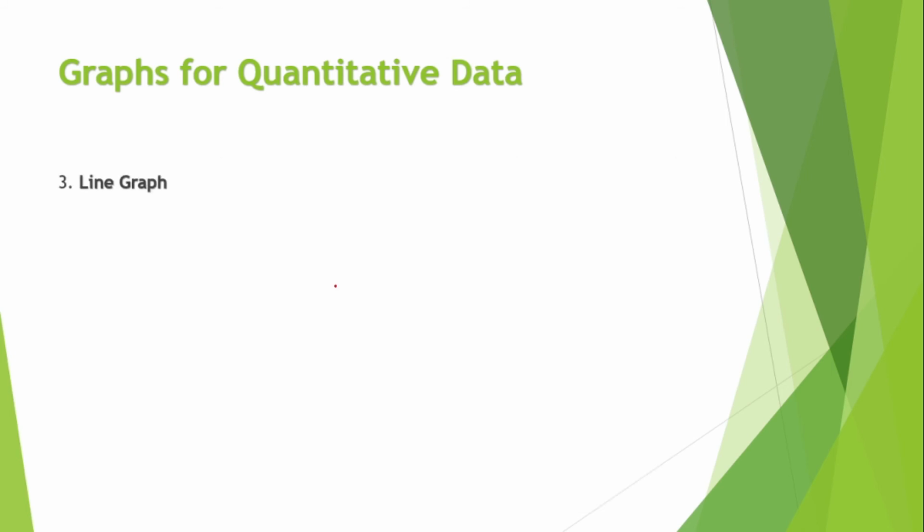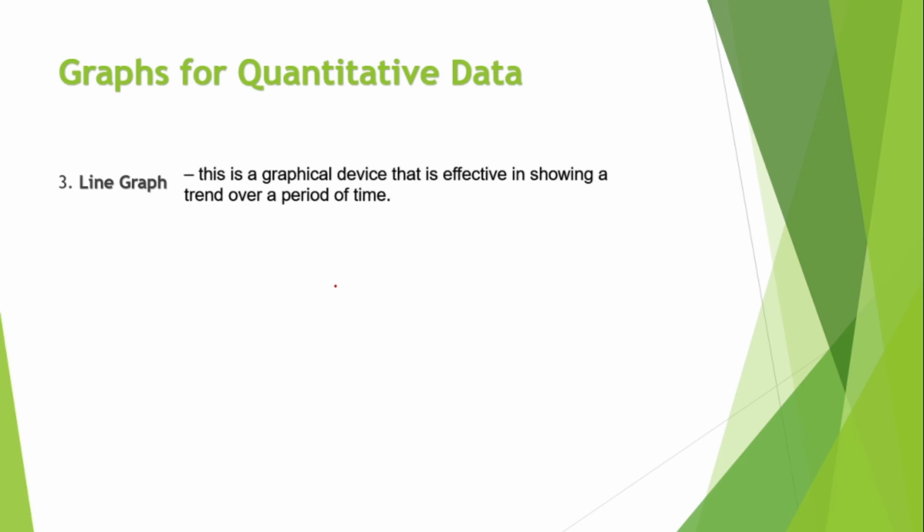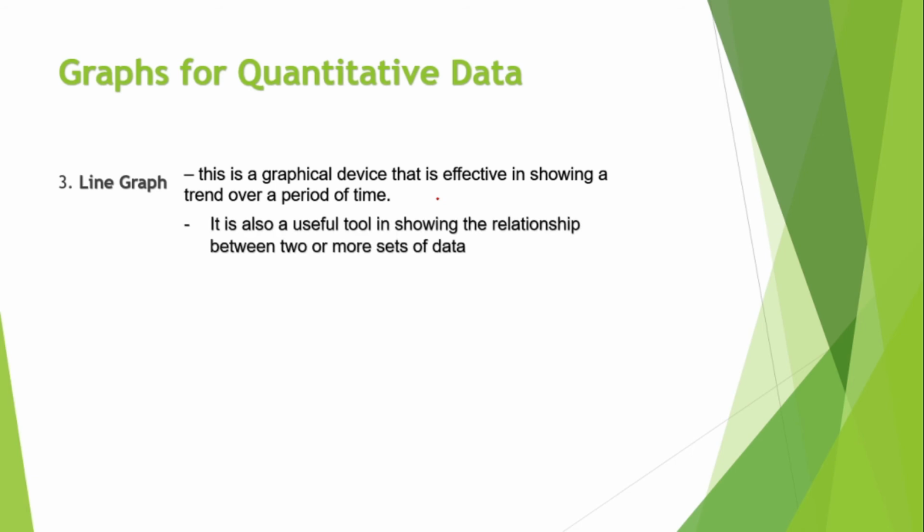And next is the line graph. So this is a graphical device that is effective in showing a trend over a period of time. So ito yung sasabi ko sa inyo na kung bababa yung cost ng vegetables and fruits for the whole year or tataas ba siya from January to December. It is also a useful tool in showing the relationship between two or more sets of data.